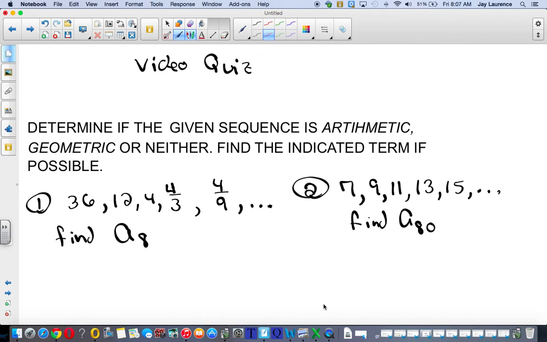All right, so you're to determine if it's arithmetic, geometric, or neither, and then you're supposed to find the term. If it's neither, you won't have to find the term, but that's a sub 8, and that's a sub 80. By the way, if you just put down neither for both, and you don't say, well, I don't need to find the term, you're not getting any credit, okay?